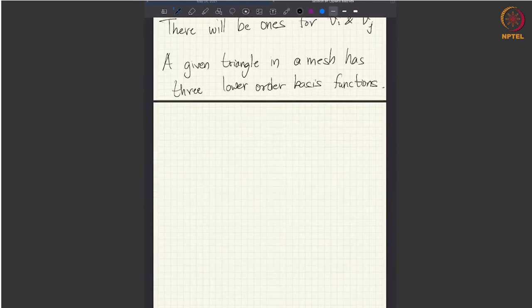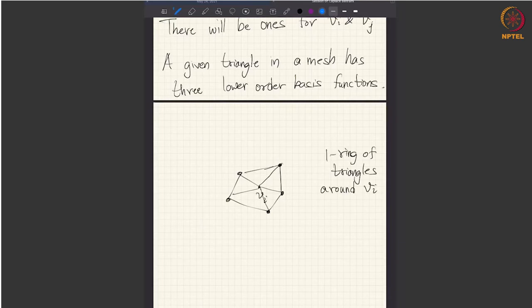Now I can take a slightly different view and consider this ring of triangles. This central vertex is V. This is sometimes called a one ring of triangles. I can now ask, what does the basis function look like? It's hard to draw, but we can try nevertheless. It's value 1 on top of this and 0 everywhere else. This is starting to look like a dent if you stretch your imagination. Okay, this value is 1.